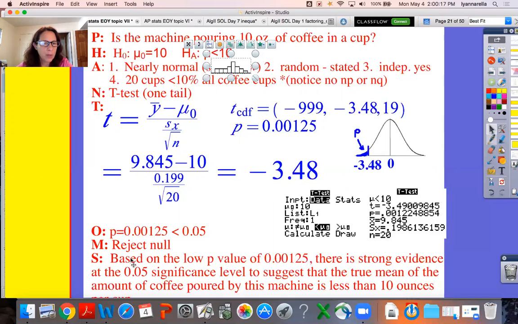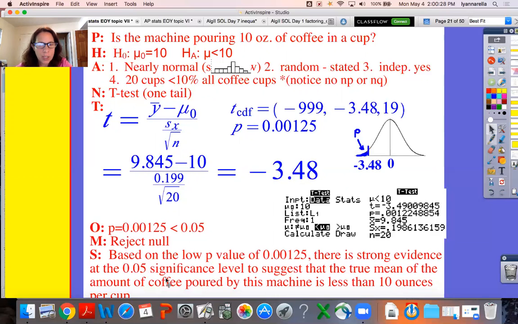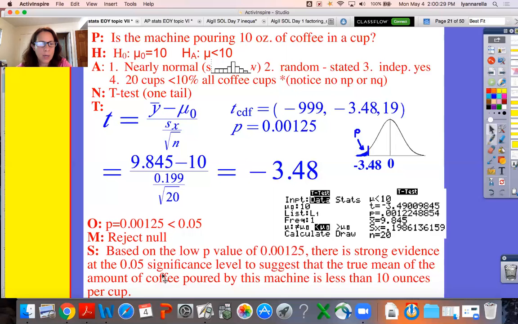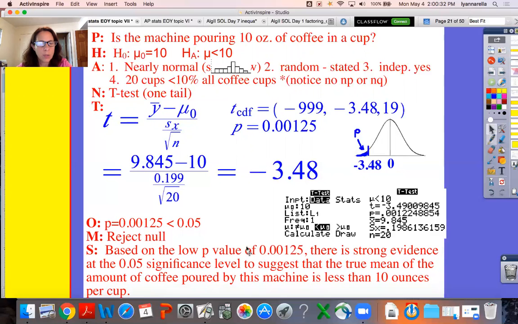So because this p is low, we're rejecting the null and saying there is strong evidence at the 5% significance level to suggest that the true mean of the amount of coffee poured by this machine is less than 10 ounces per cup. So that's in context. We're talking coffee, we're talking ounces per cup, we're talking our significance level.